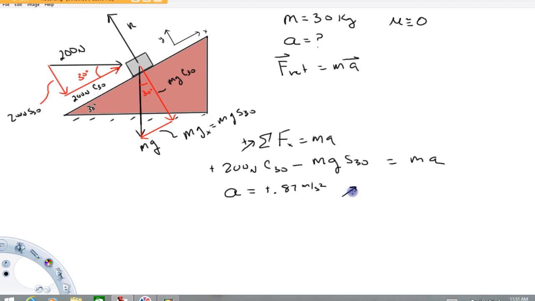Again, the point of this video was how to draw a free body diagram and use it to predict the behavior of a system. In this case, we predict that the acceleration will be 0.87 meter per second squared up and right.